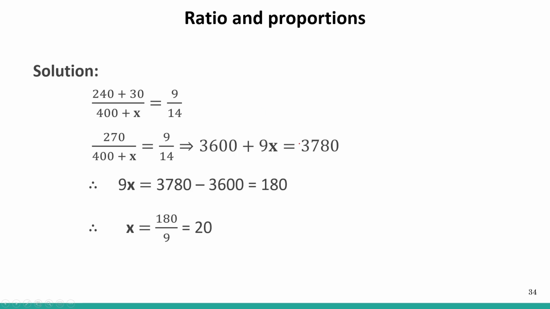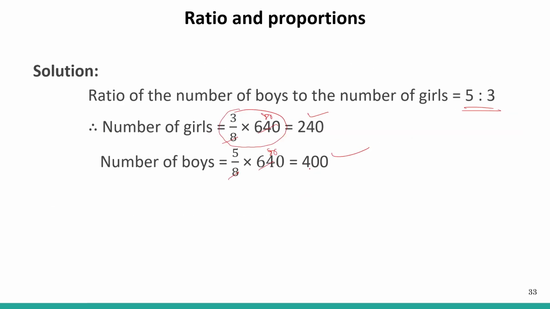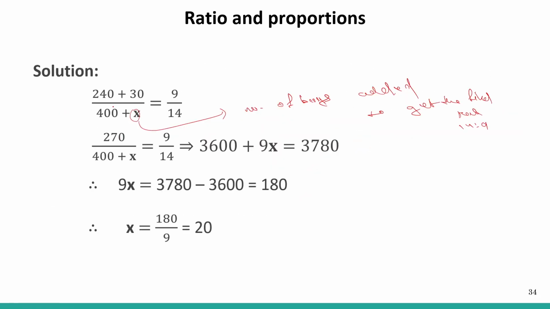So 240 plus 30 by 400 plus x. We assume x to be the number of boys added to get the final ratio 14:9. If I remember correctly, it is 14:9. So 240 plus 30, because 30 new girl students are admitted, and x is the new number of boys being added. So 400 plus x. So the new ratio becomes what? 9:14. Let's solve it.